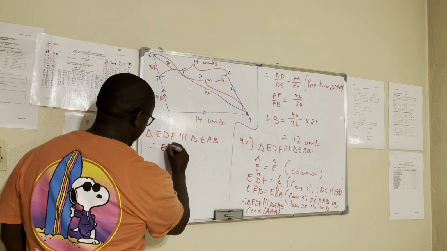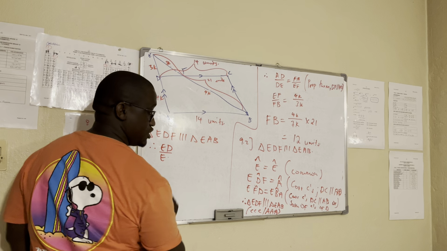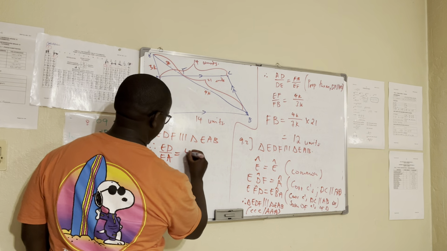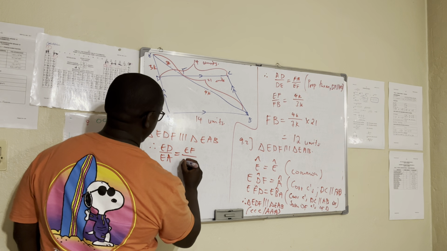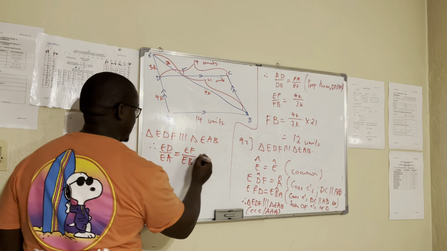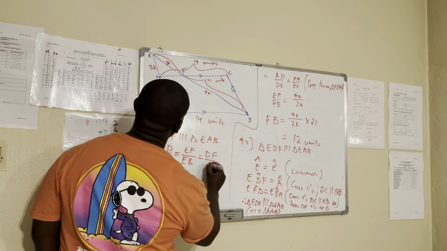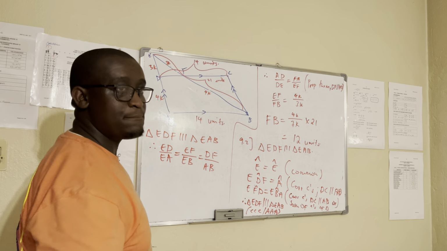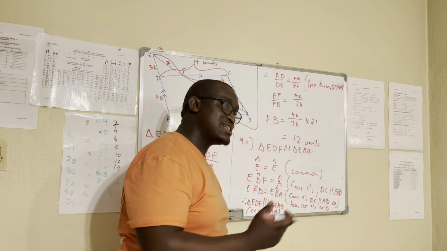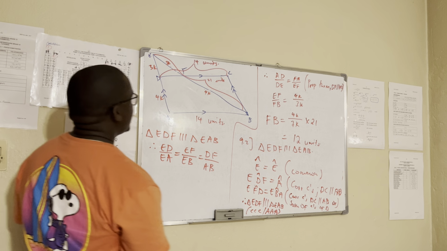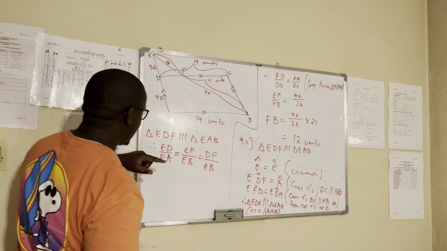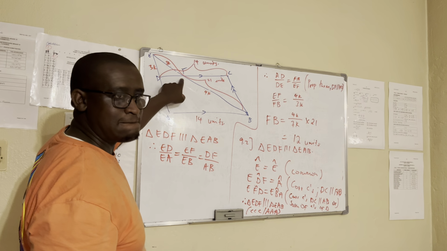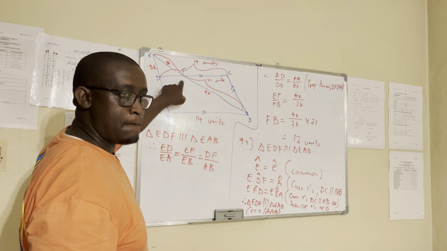ED over EA is equal to EF over EB. And it's also equal to DF over AB. Why? Because the triangles are similar. We can only do that provided the triangles are similar, right? So now, what do we know? We can calculate DF. We have ratios on both sides.